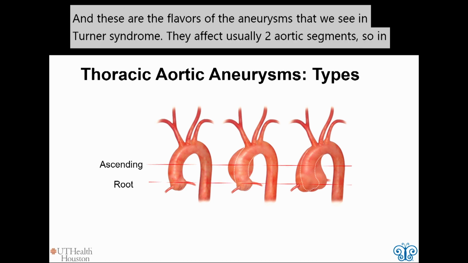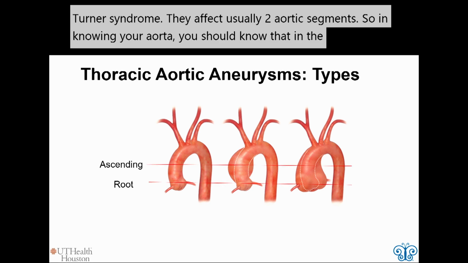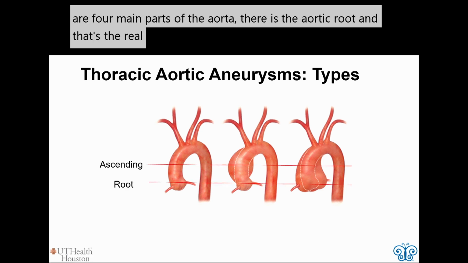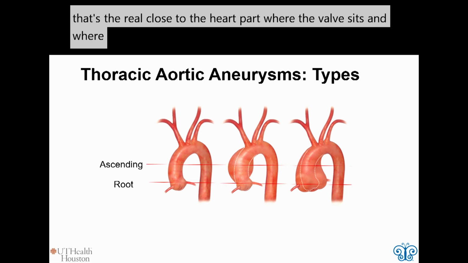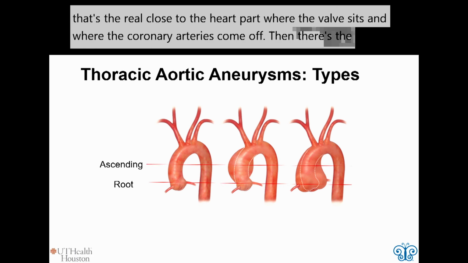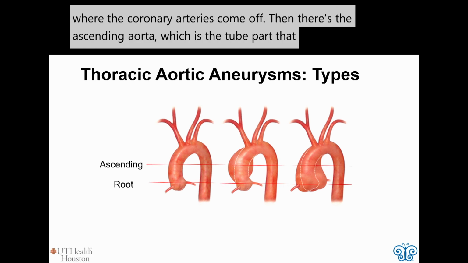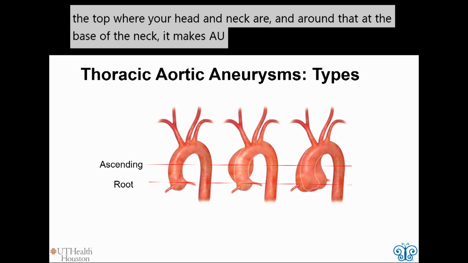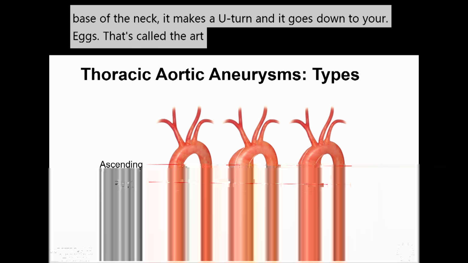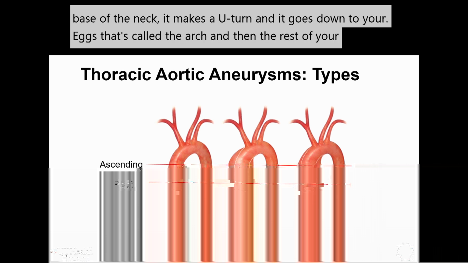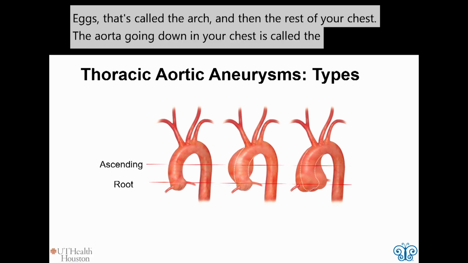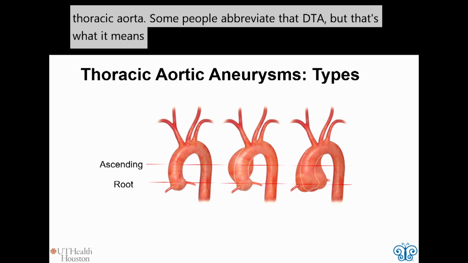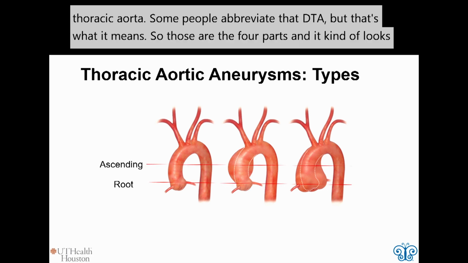So in knowing your aorta, you should know that in the chest there are four main parts of the aorta. There's the aortic root, and that's the part really close to the heart where the valve sits and where the coronary arteries come off. Then there's the ascending aorta, which is the tube part that goes up towards the top where your head and neck are. And around at the base of the neck, it makes a U-turn and goes down to your legs. That's called the arch. And then the rest of your chest, the aorta going down in your chest, is called the descending thoracic aorta. Some people abbreviate that DTA, but that's what it means. So those are the four parts, and it kind of looks like a candy cane in a normal person.